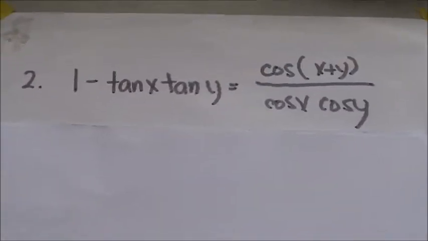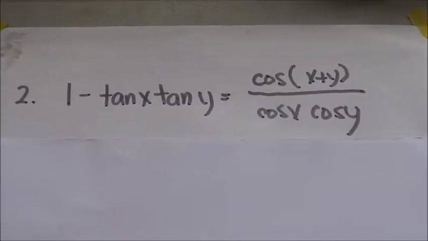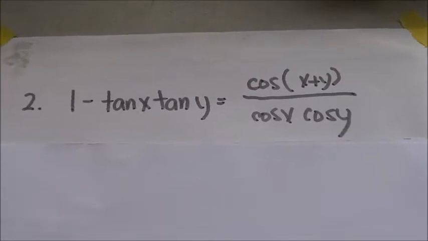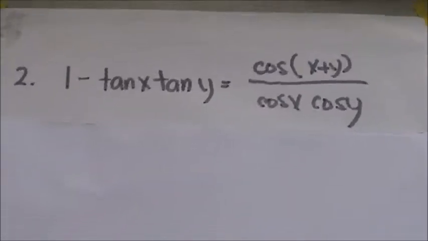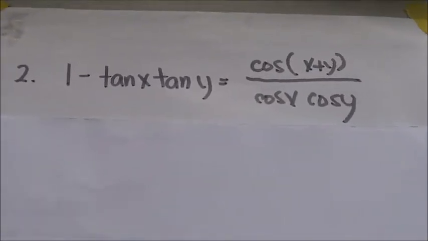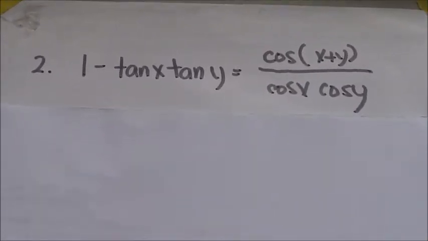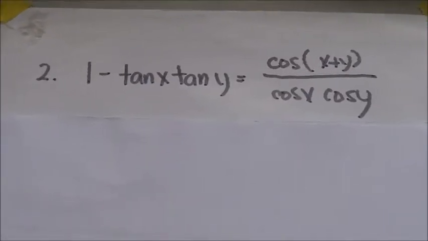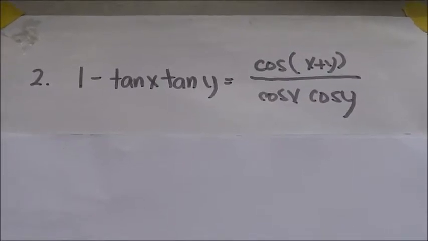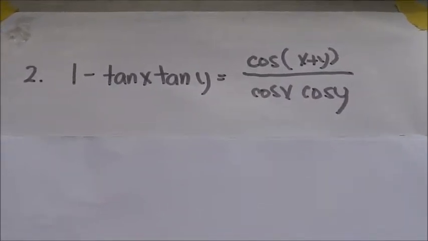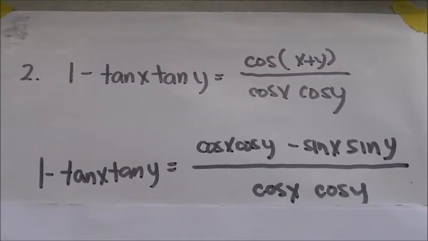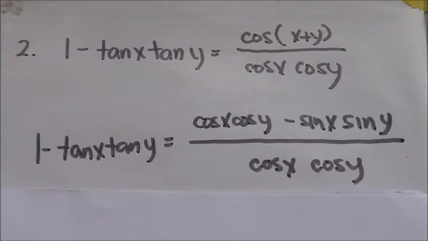For our next example, we have to prove the identity 1 minus tangent x tangent y is equal to cosine x plus y over cosine x cosine y. From the given, it seems that the right hand side is easier to convert, so we'll do just that. So cosine x plus y is again a sum identity, so we can write it as cosine x cosine y minus sine x sine y. Then we copy the other parts.